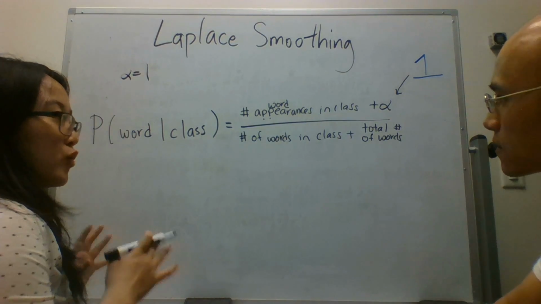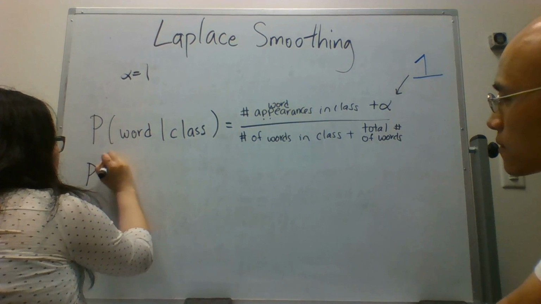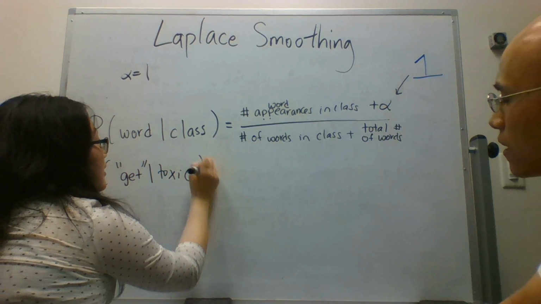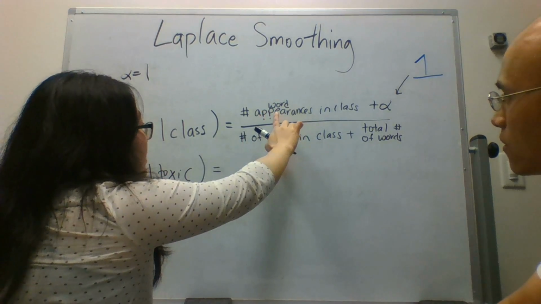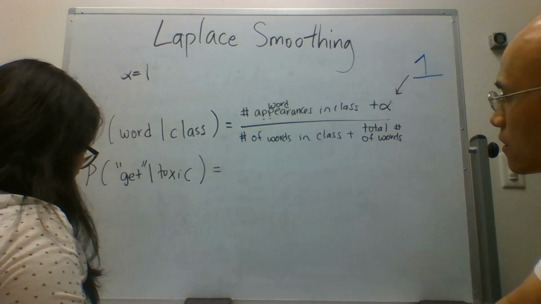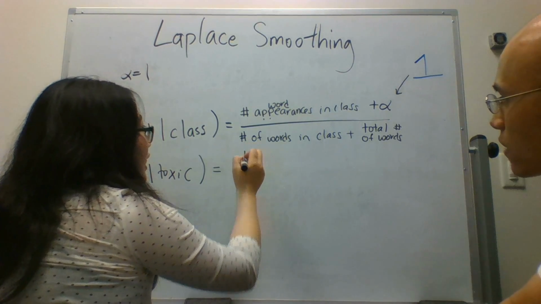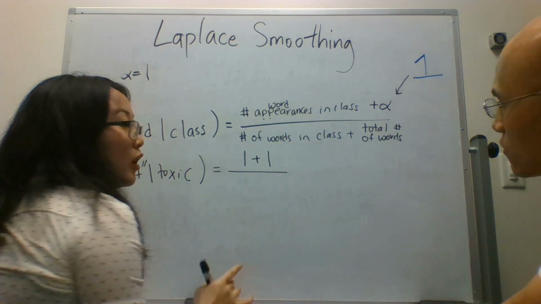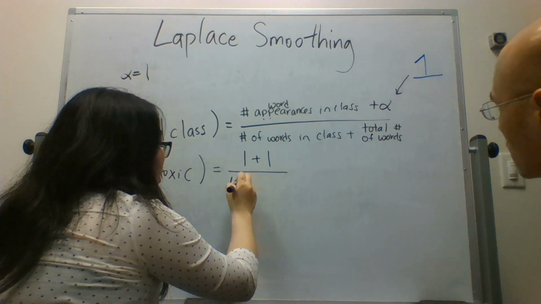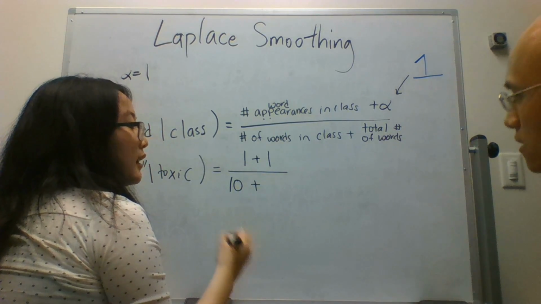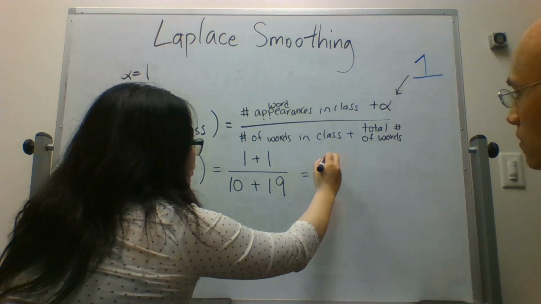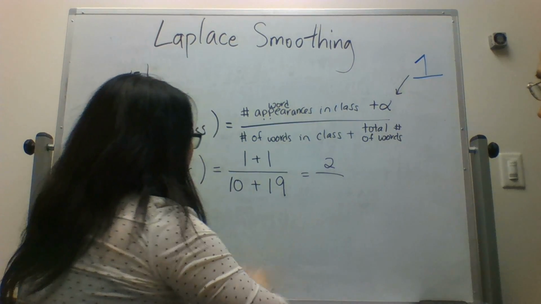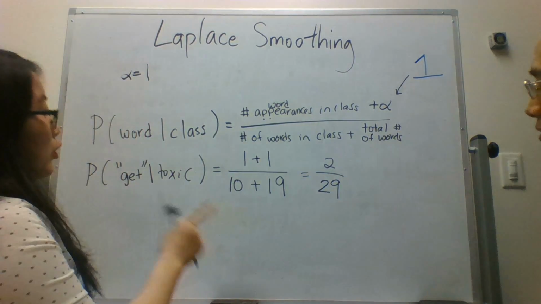Before, we first wanted to calculate the probability of observing get given the toxic class. This is equal to the number of times the word get appeared in the toxic class, which was 1, from shut up and get lost. Then we have our alpha, which is 1. We're dividing by the total number of words in the toxic class, which was 10, and then the total number of words is 19. So this is equal to 2 over 29.